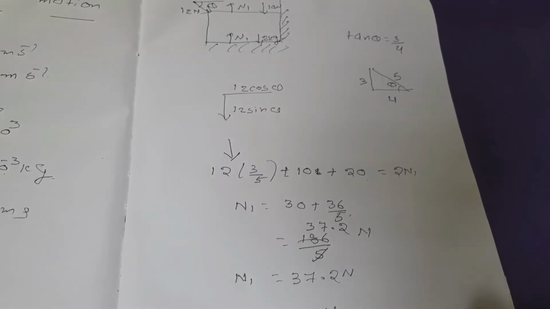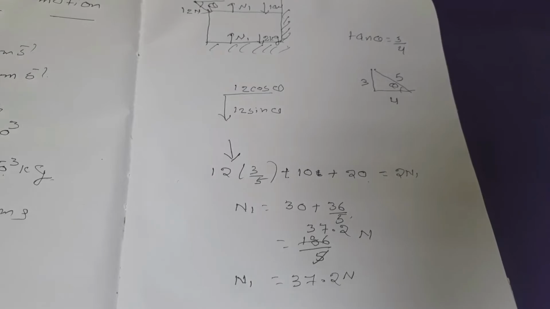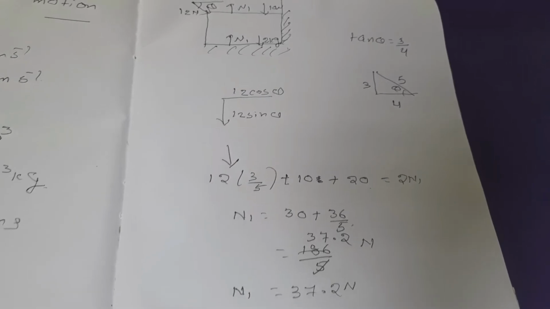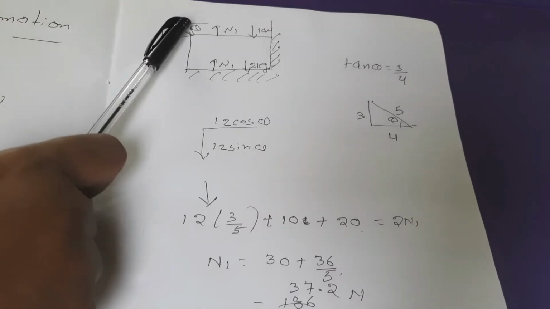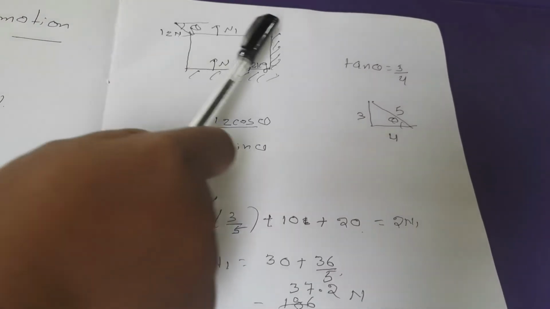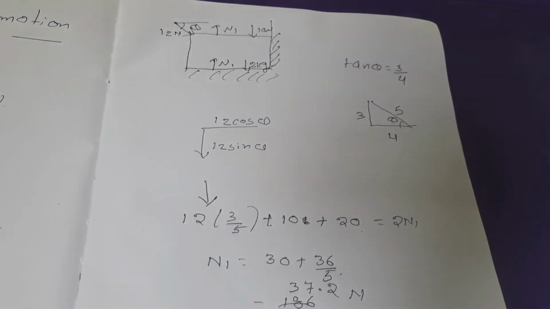This is how much? 9.6 newtons. Like that we can find out N1 and N2. Clearly they have given in the figure. This is 12 newtons resolved into two components. The horizontal force is nothing but the force normal to the second surface, and that is giving the normal reaction N2.